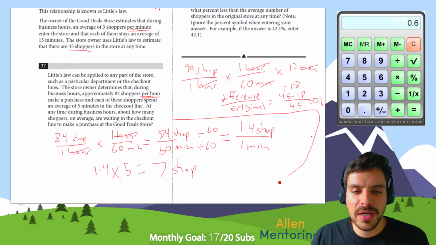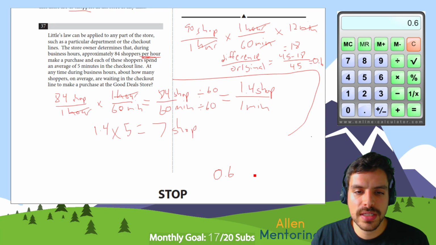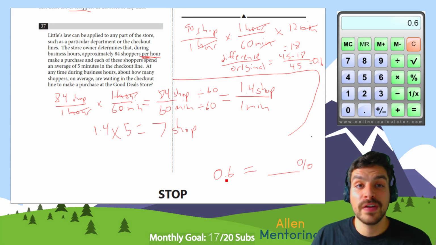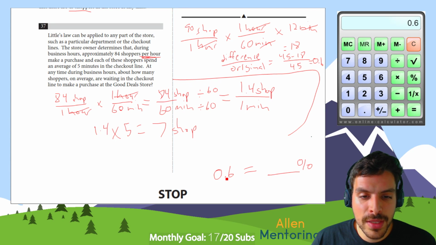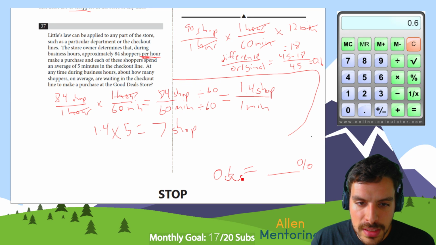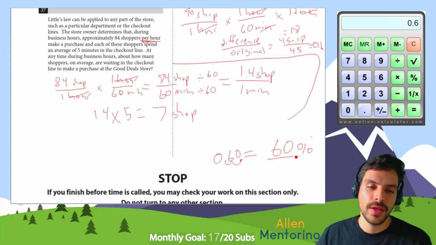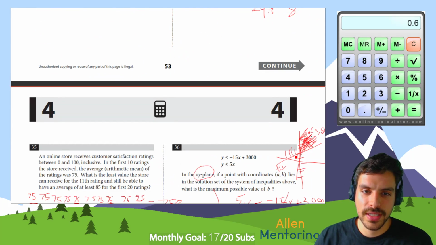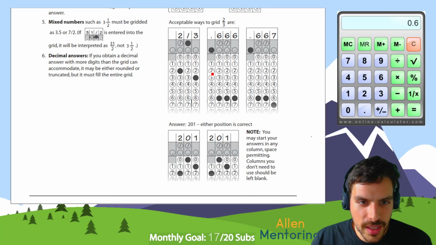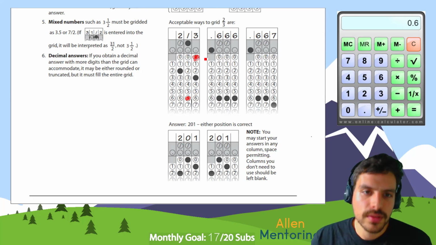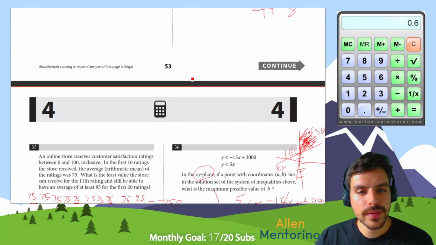0.6. So how do we convert 0.6 into a %? To convert from decimals to %, you move the decimal place to the right 2 spaces. Since we don't have any digits there, we need a placeholder, so we put in a 0. And so we know that the % decrease was 60%. You would bubble in 60, and that would be the correct answer. All right.